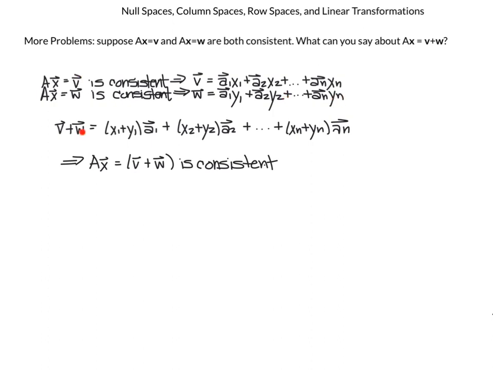So when I add v plus w, just adding term by term, I have my vector a1 times x1 plus y1, my vector a2 times x2 plus y2, and my vector an times the scalars xn plus yn. Now these are just scalars in front of my column vectors of A, which means that v plus w can be written as a linear combination of the column vectors of A, which means Ax equals v plus w is consistent.